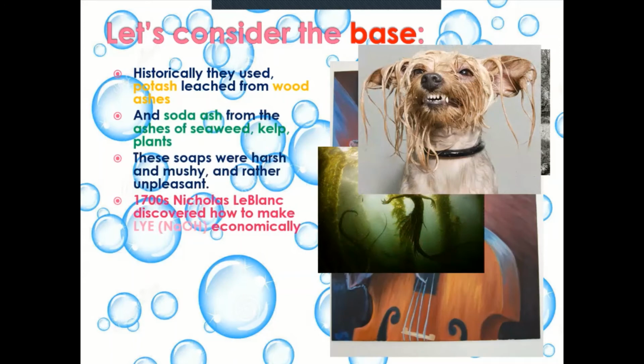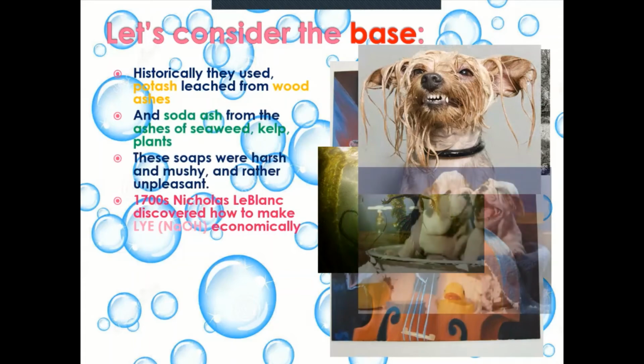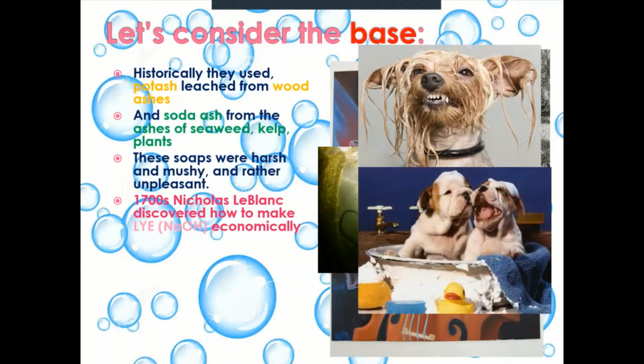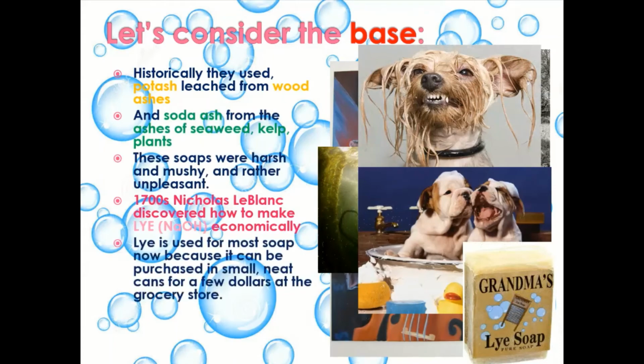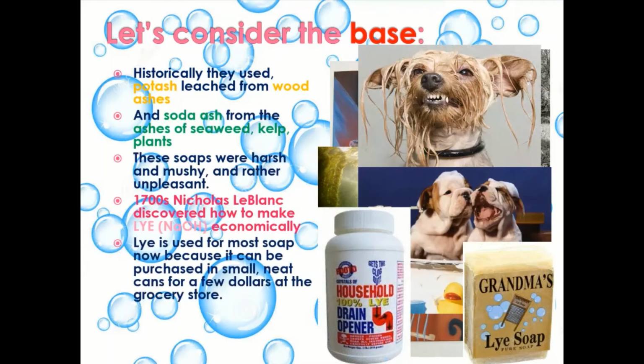And then in the 1700s, Nicolas LeBlanc discovered how to make lye economically. And so then your puppies were very happy. Grandma could make lye soap, and you can actually buy it in the store. So if you do want to make soap, you can also find it online, and it has to be 100%, and that's why there are warnings. If you do try to make it yourself, it ends up being wonderful.